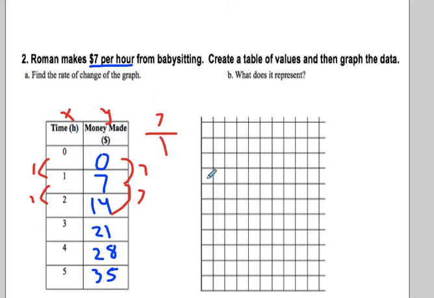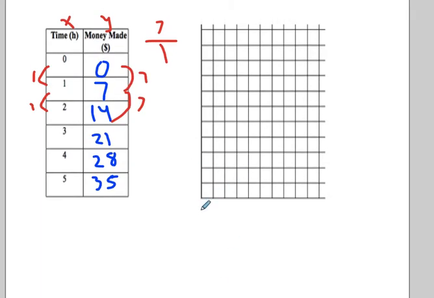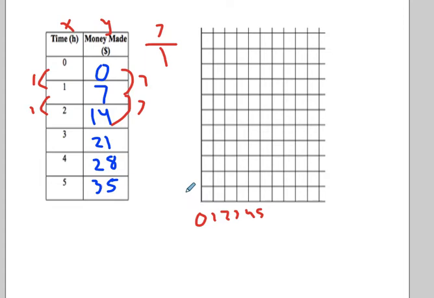Now, if we wanted to get a graph of this, we can just do this. We'll say 0, 1, 2, 3, 4, 5. I could have spaced that out to make more of the graph, but I didn't. That's okay. Maybe we'll try to space this one out. Maybe we'll go 5, 10, 15, 20, so every space is a 5 here. 30, 40, that'll work. So at 0 hours, he made $0.